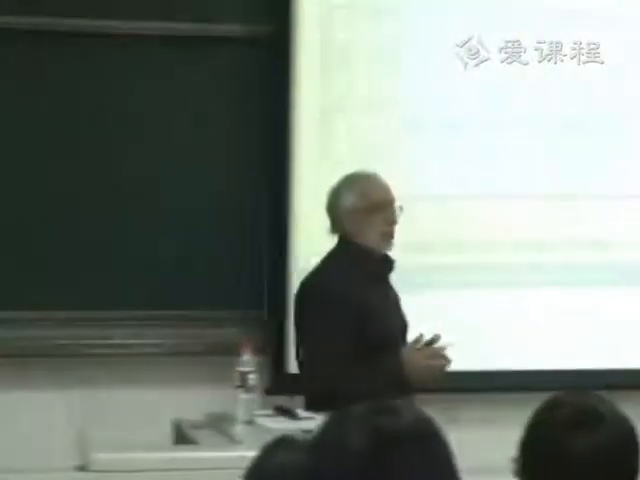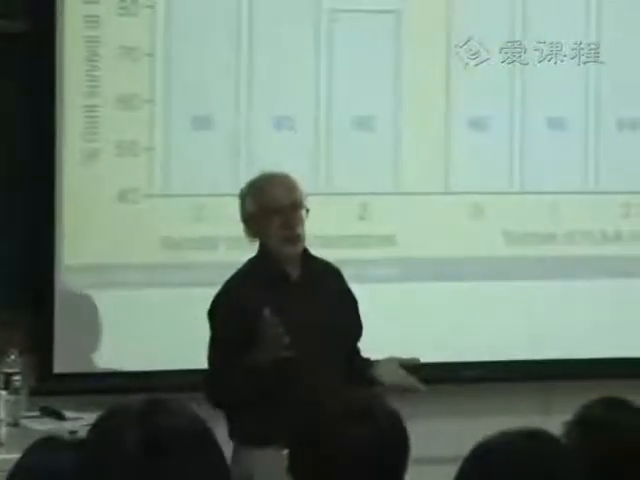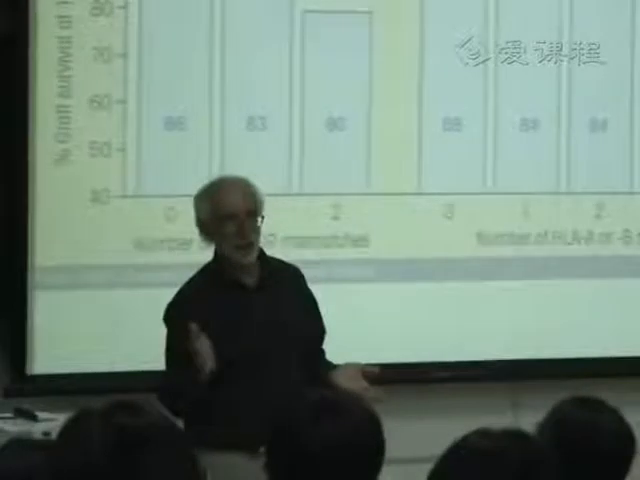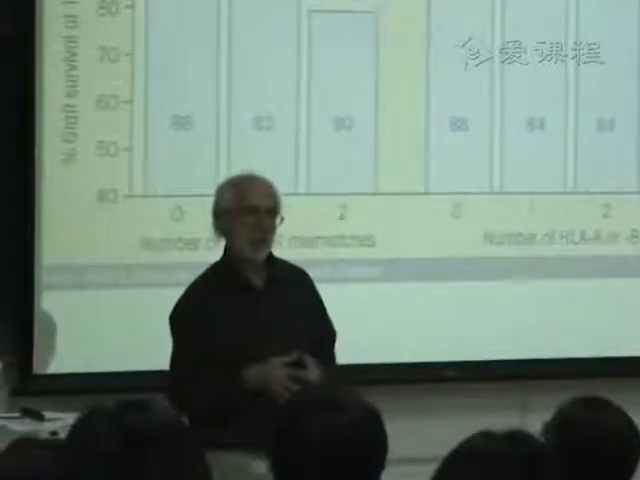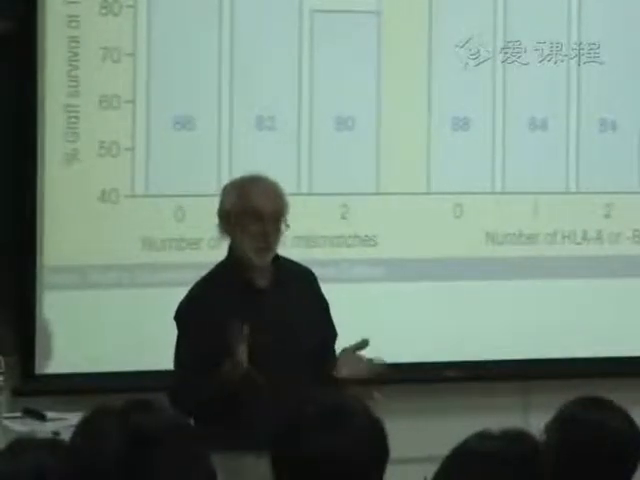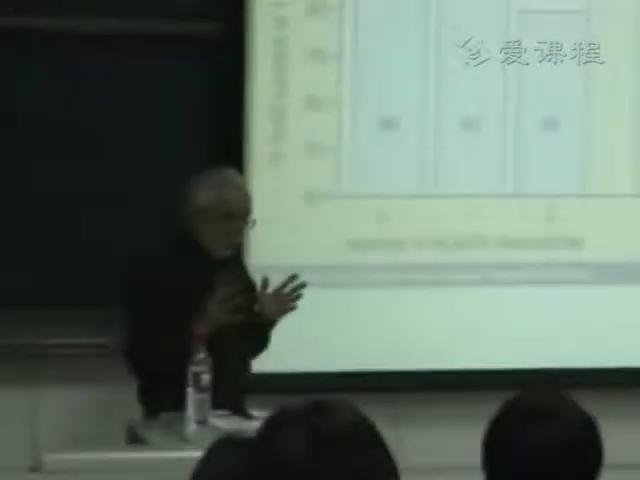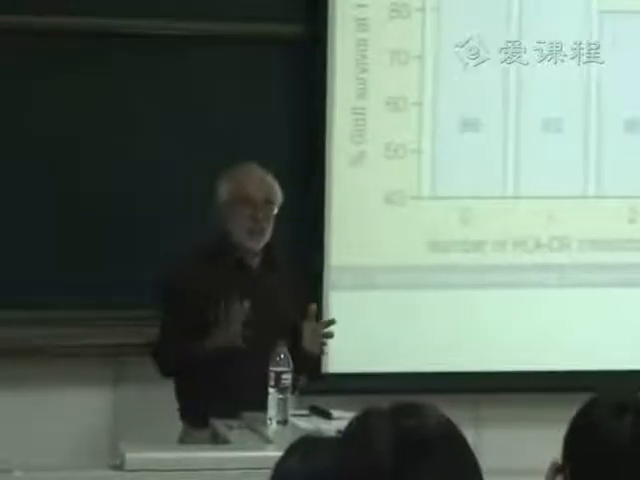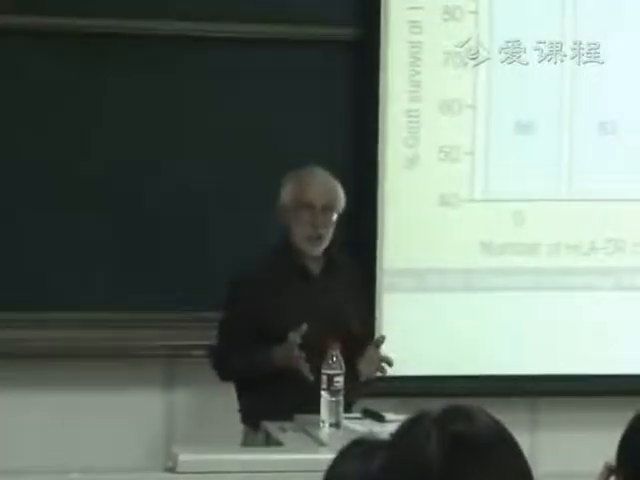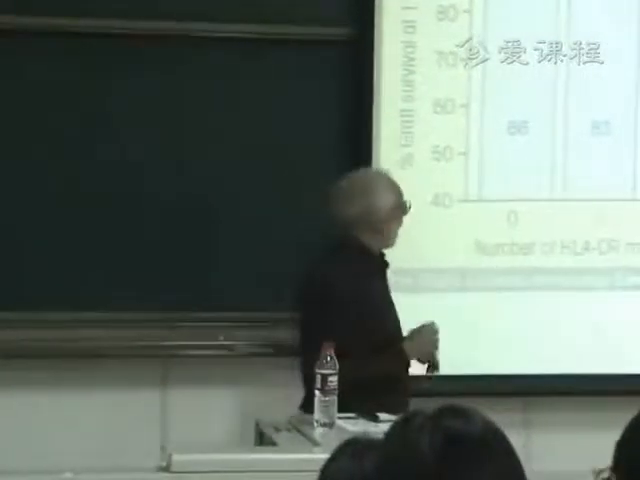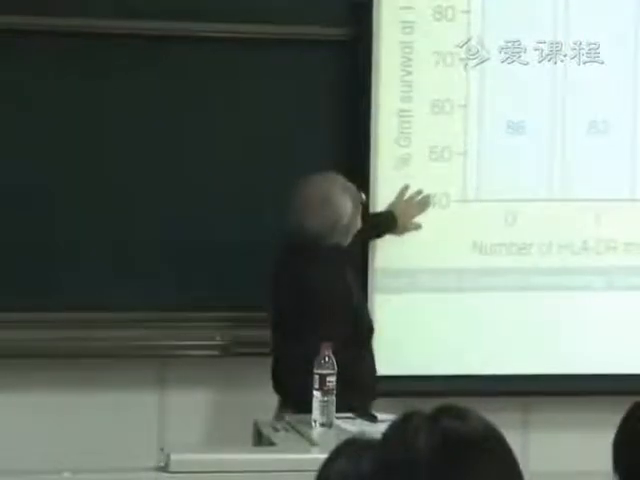So we can then ask the question, well, you've got 3 different MHC class 1s, A, B and C, 3 different MHC class 2s, DP, DQ, DR. Are they all equally important or are some more important than others? Okay. And this is going some way to addressing that.